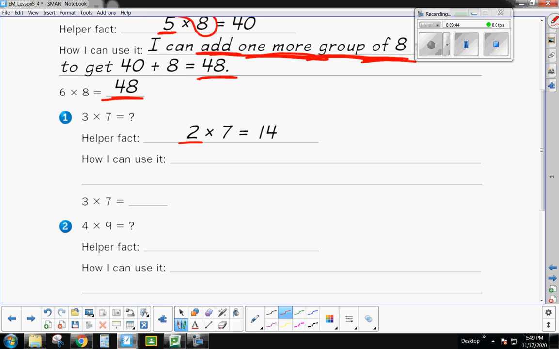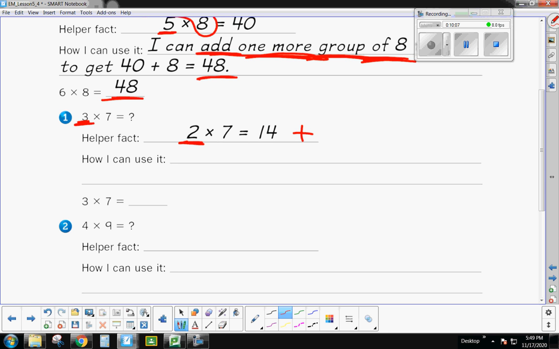It's 14. Now, boys and girls, what do I need to do to change it to 3 times 7? Do I need to add a group or do I need to subtract a group? Look at the numbers closely. 3 is bigger than 2, so I need to add a group to get my real answer.